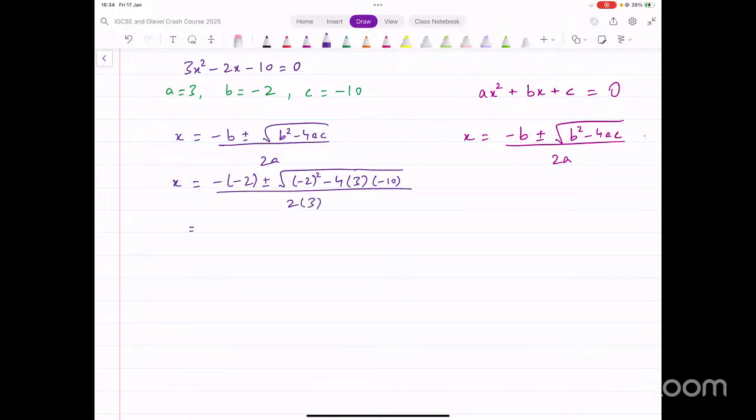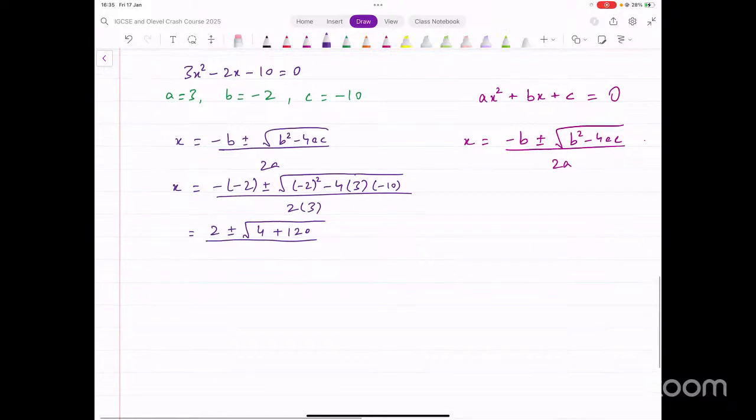Okay. And now you've got to simplify this. Minus into minus 2, what does that give you? That gives you 2 plus minus square root of minus 2 whole squared. What's that? That is 4 minus 4 times 3 times minus 10. Minus and minus, that becomes plus. And then 12 times 10 is 120. You can do this on your calculator as well.